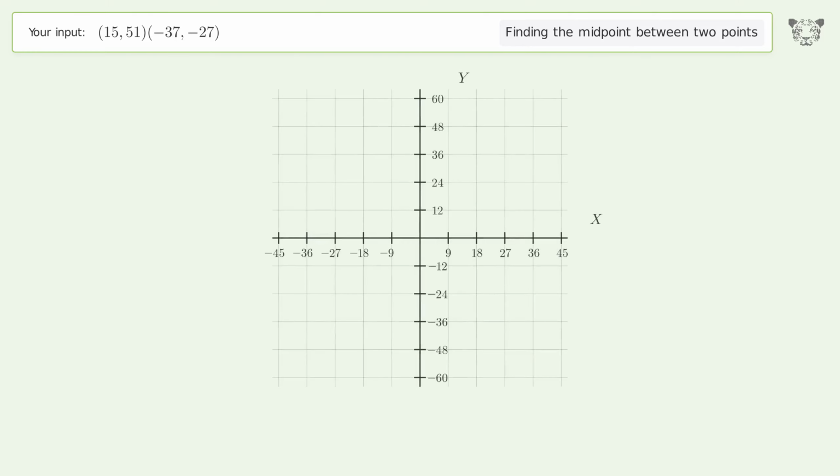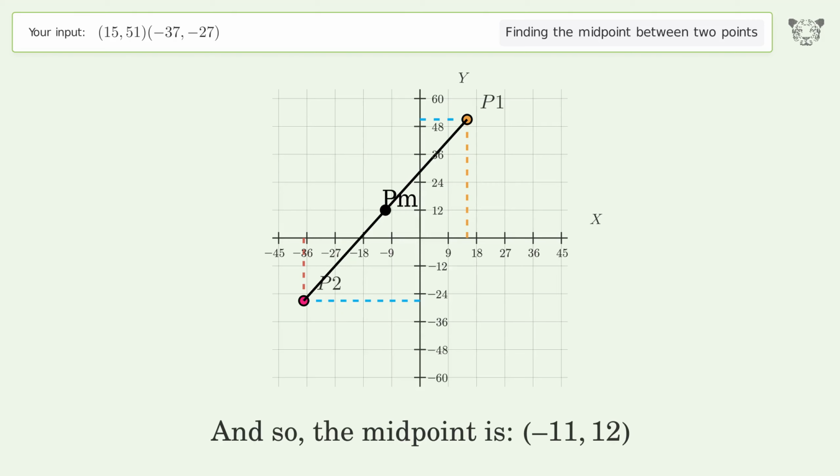And so, the midpoint is negative 11, 12.